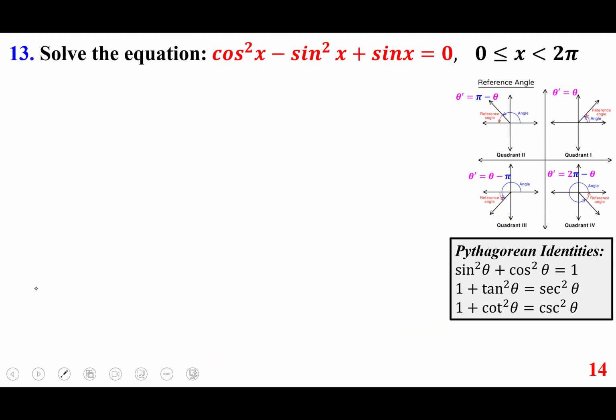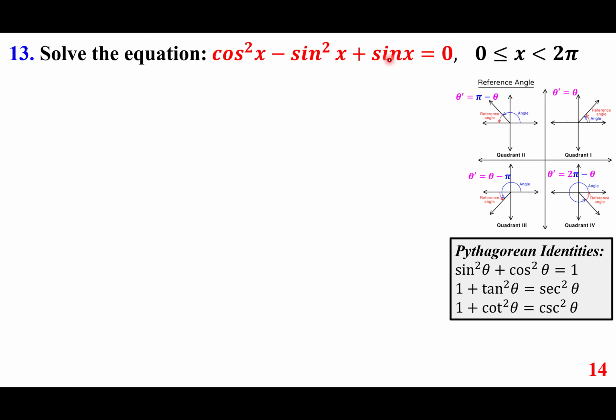Solve equations. Cosine squared minus sine squared plus sine x is 0, and we want it to be between 0 and 2 pi. After you find that, if you want all solutions, just add 2k pi for each case. So we have cosine squared, we have sine squared, and we have sine. When you have cosine squared as well as sine squared, you can use the first Pythagorean identity, sine squared plus cosine squared, to change them to one of them.